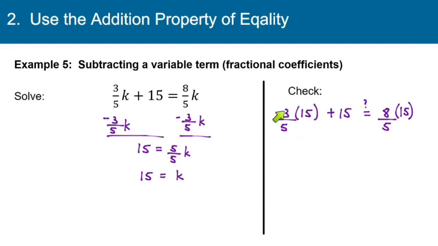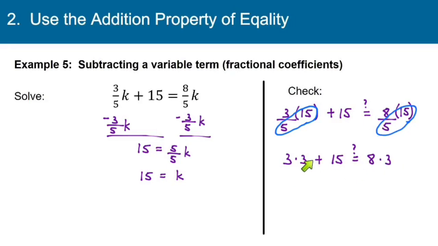Now, instead of multiplying tops together, what you need to do is think about reducing first. So 15 divided by 5 will reduce to 3. And likewise over here on the right side, 15 divided by 5 again will reduce to 3. So what we're going to have here is this 3 times the 3 that we got when we simplified plus 15 equals this 8 times the 3 that we got when we simplified.